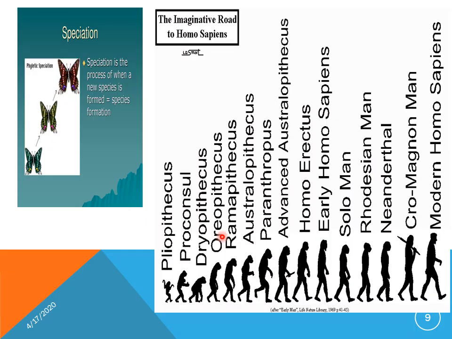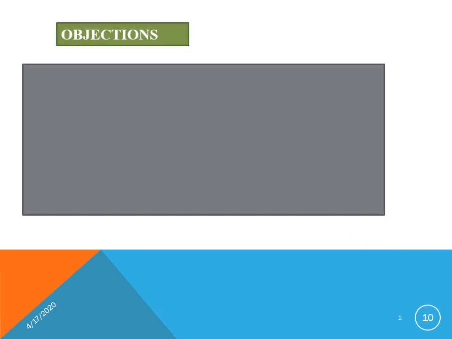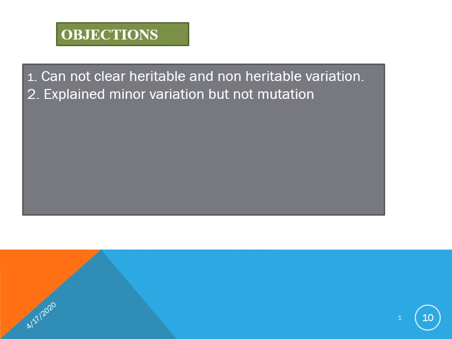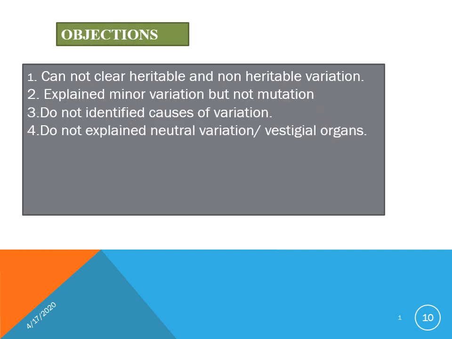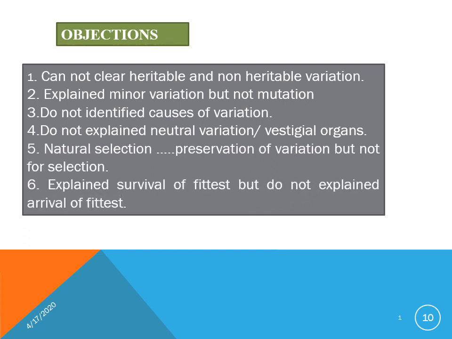and this is another, the adaptation of insects, or we can say the butterfly, and this is the adaptation of a human being. Humans adapted on the earth, you can see the changes of human. And objections: Darwin could not clearly distinguish heritable and non-heritable variations. He explained minor variations but not mutation. He did not identify the causes of variation. He did not explain neutral variations or vestigial organs.